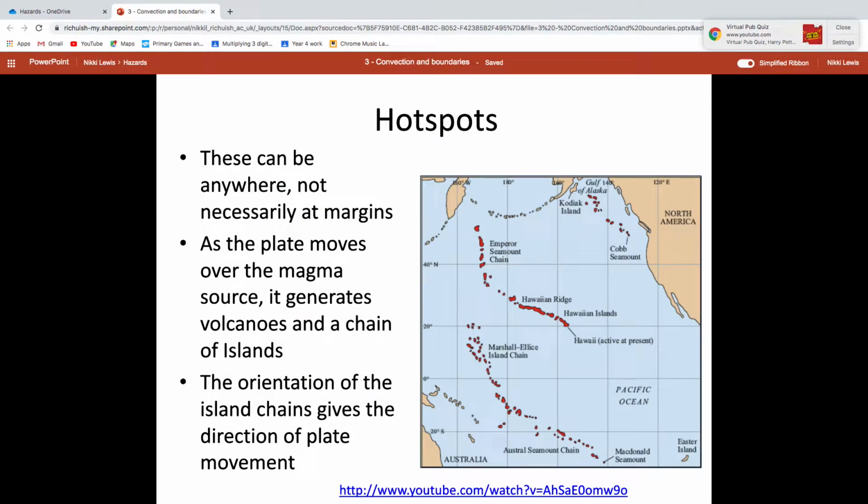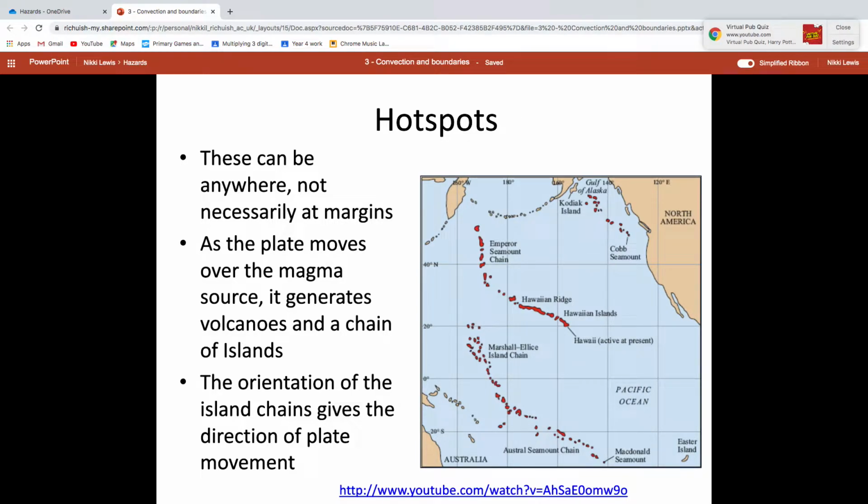Okay, so hotspots. Hotspots are pretty much exactly what they sound like they would be. They are areas of the mantle which are much hotter than the rest of the mantle. So they are very much hot spots. We're learning them now because they have relevance to the module, but they do not necessarily happen at margins. They can be at margins, but they can be thousands of miles away from plate margins as well. They are wherever the area of mantle happens to be hotter.